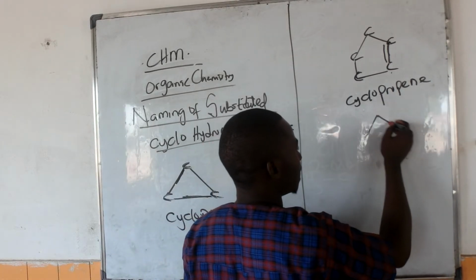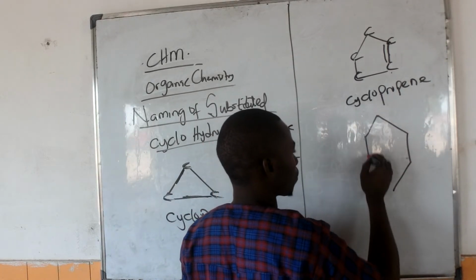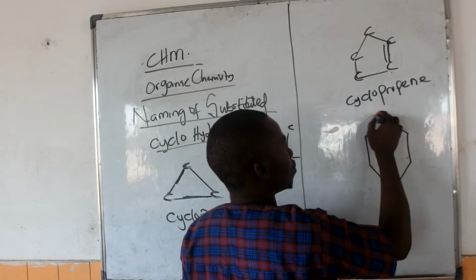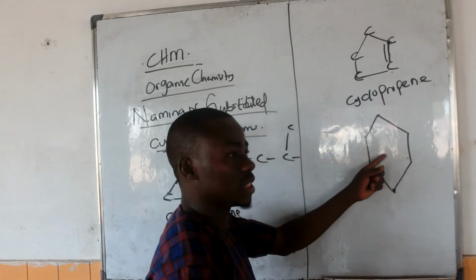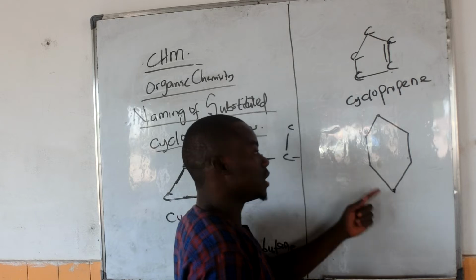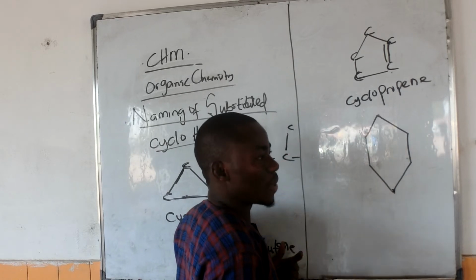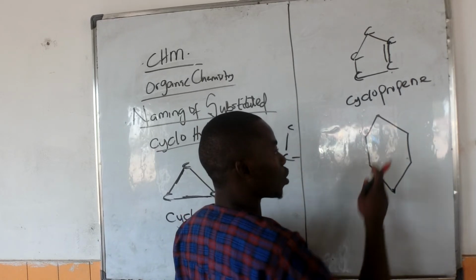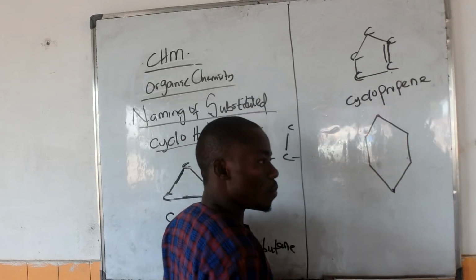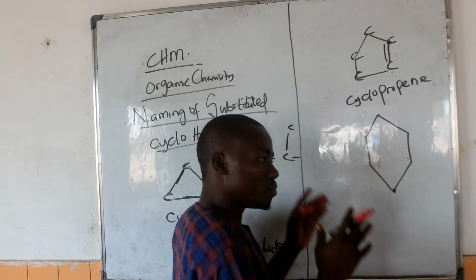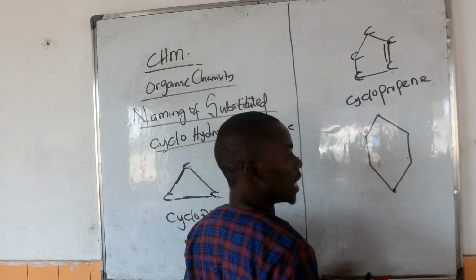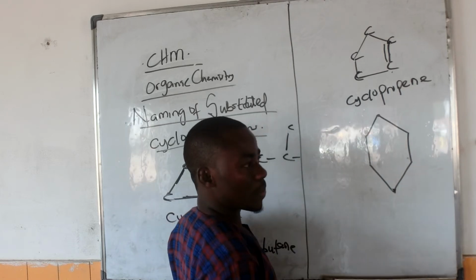What is now like this? Mind you, this is not a benzene. Okay, this is not a benzene. It's still a cyclic compound, because there is no alternation of single and double bonds. So it's generally a cyclic compound.